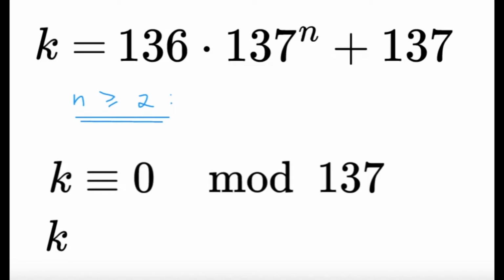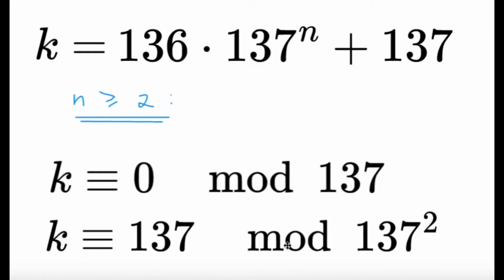Now the other thing that we have to check is, surprisingly, mod 137 squared. Since the first term is divisible by 137 squared, since n is greater than or equal to 2, we can see that k is congruent to 137 mod 137 squared. So we'll have these two congruences, and from these two, we can say that k is divisible by 137, but not 137 squared. So k is divisible by a prime number, 137, but not divisible by its square.